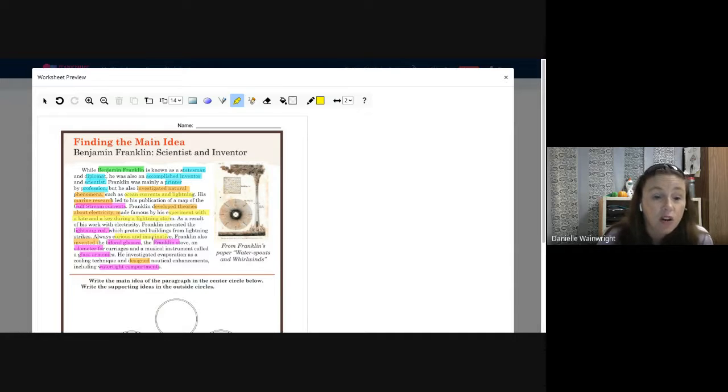Also curious and imaginative. So again, something he did or was. Franklin also invented, so again, something he was doing. And here are the things he did: bifocal lenses, the Franklin stove, an odometer for carriages, and a musical instrument called a glass harmonica. He investigated evaporation as a cooling technique and designed nautical enhancements, including watertight compartments. So I kind of color-coded the details as I see them, okay? And this is something you can do with your text. You can do that now if you'd like.